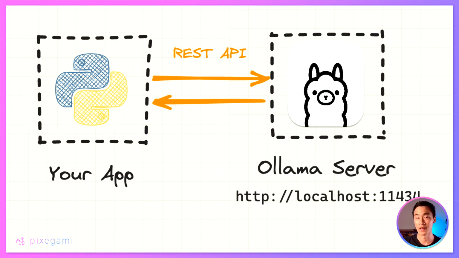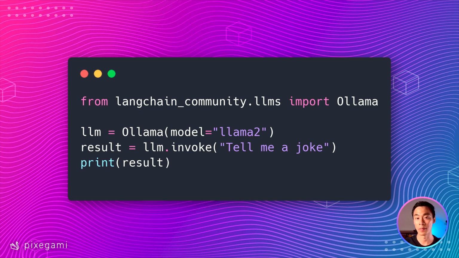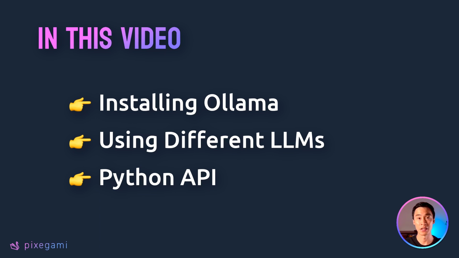And if you want to build an AI application with it, you can also access it via a local REST API. Or you can also call it by using a client library like Langchain. In this video, we'll look at how to install Ollama, how to download and switch between different LLMs, and finally, how to connect to it from a Python application.